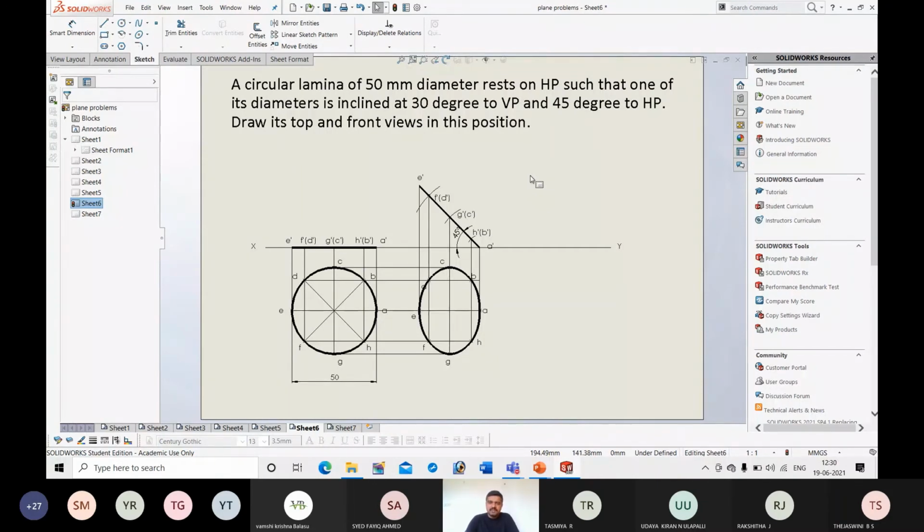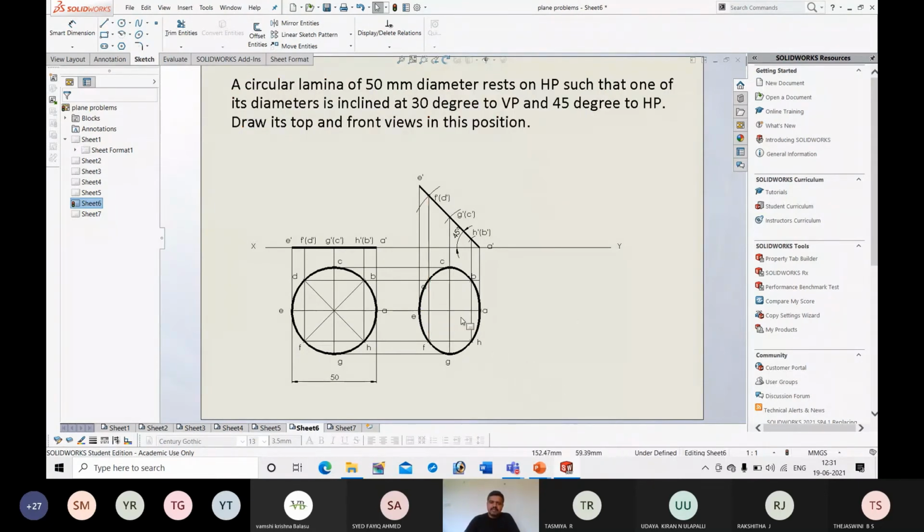And one more way of representing false angle is in top view, diameter is inclined at 30 degree to VP means that is false angle. Here they have not used appears to be inclined, and also they have not used diameter in top view. So without referring to view and without using the term appears, if inclination is given, that is true. Here 30 degree to VP is true inclination.